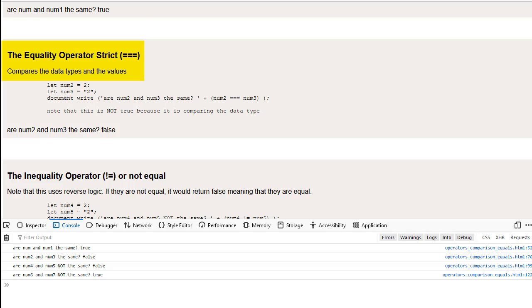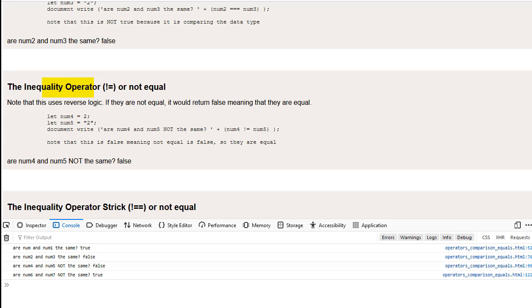Now we have what is called the equality operator strict, 3 equal signs. This is not only comparing the physical values of the 2 variables, it is also comparing the data type. Notice that it returns false, because while these 2 variable values look alike, they are not the same data type.